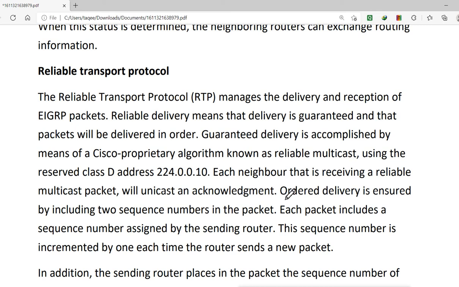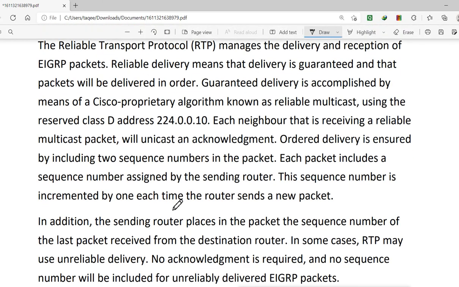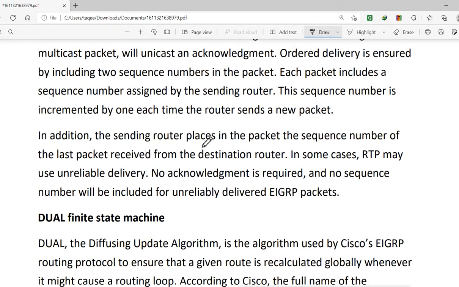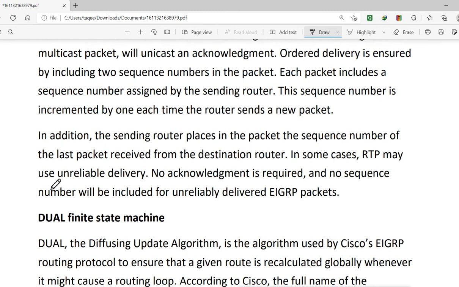Then ordered delivery is ensured by including two sequence numbers in the packet. Each packet includes a sequence number assigned by the sending router. This sequence number is incremented by 1 each time the router sends a new packet. In addition, the sending router places in the packet the sequence number of the last packet received from the destination router. In some cases, RTP may use unreliable delivery; no acknowledgement is required, and no sequence number will be included for an unreliably delivered EIGRP packet.